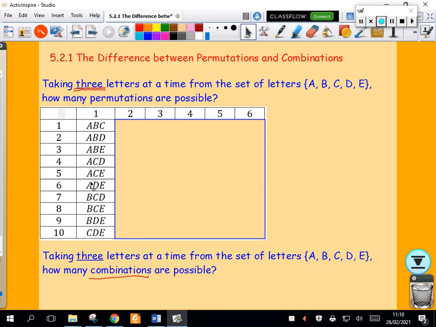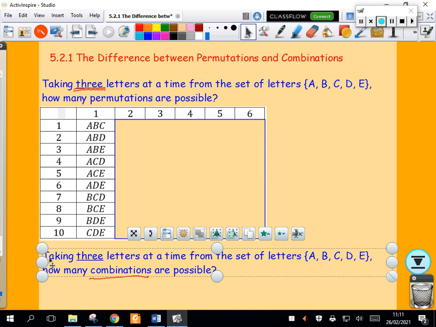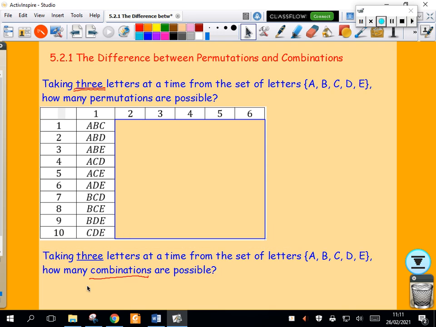No 2 combinations here are the same. In other words, in every one of those lists of 3 things, we have a different combination of letters. But actually, let me answer this bottom question first: taking 3 letters at a time from the set of letters A, B, C, D, and E, how many combinations are possible? That's it. There are 10 combinations possible.